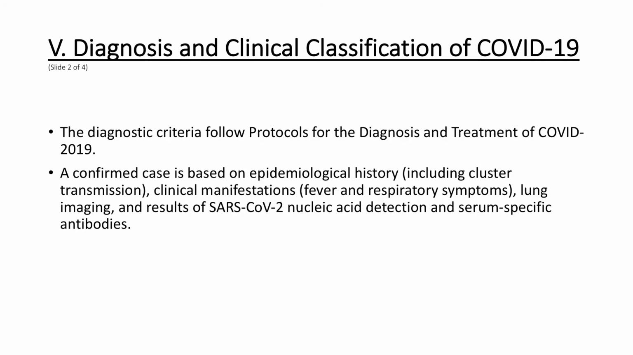The diagnostic criteria follow the protocols for the diagnosis and treatment of COVID-19. A confirmed case is based on epidemiological history, including cluster transmission, clinical manifestations, i.e. fever and respiratory symptoms, lung imaging, and results of SARS-CoV-2 nucleic acid detection and serum-specific antibodies.